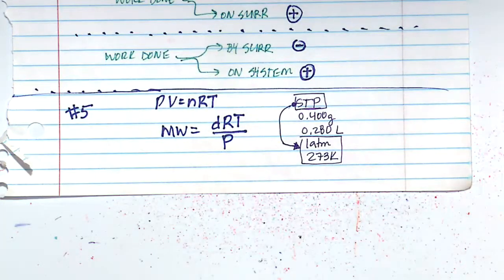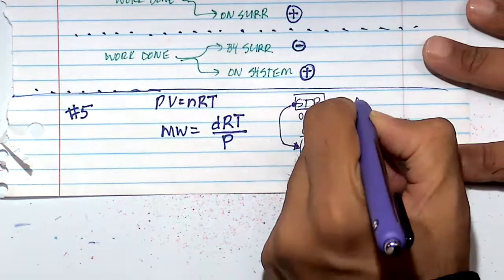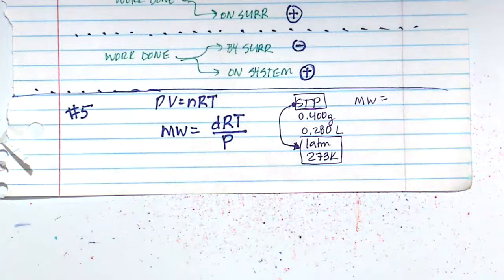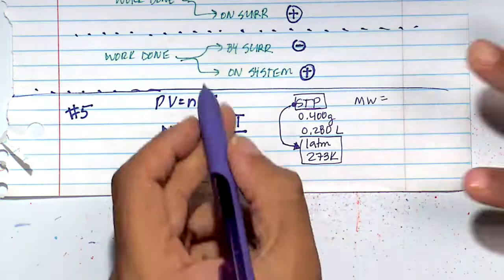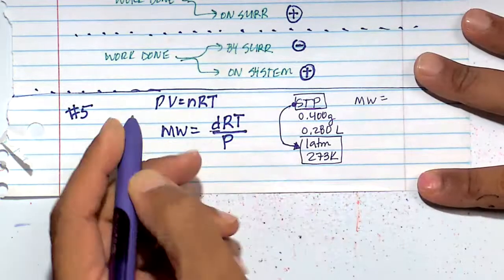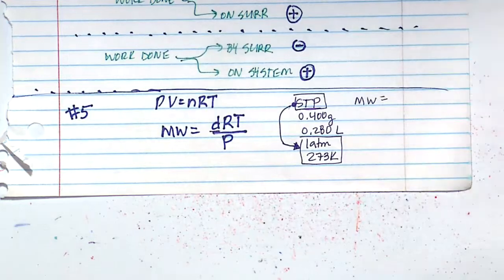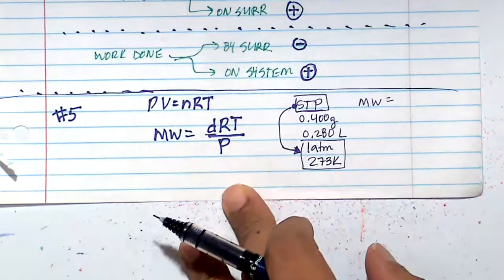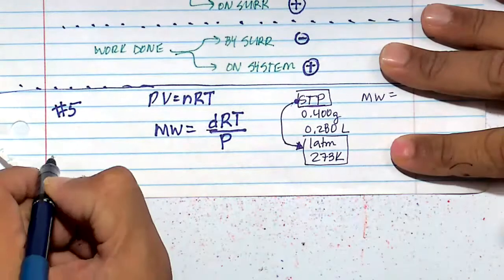So what's the molecular weight now? Given this information, similar to what you'll see on the test. What's the molecular weight? Well, what's density D? Density D is mass over volume, is it not so? Right, Kimberly? So density D is mass over volume.